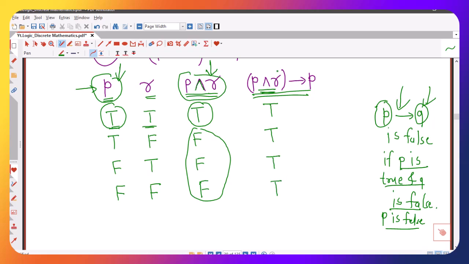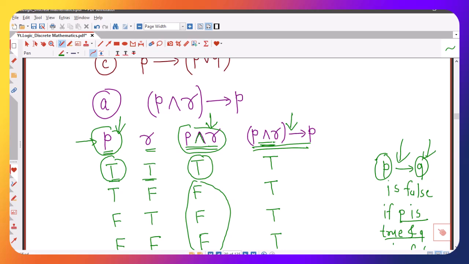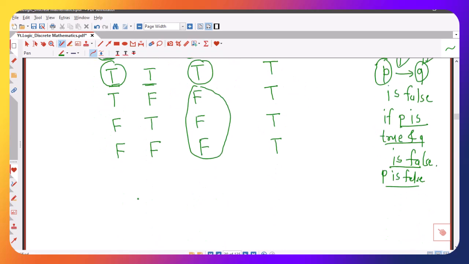And now I can observe that every value in the column corresponding to this compound proposition has truth value T. Therefore we can say that the given compound proposition P and R implies P is a tautology.